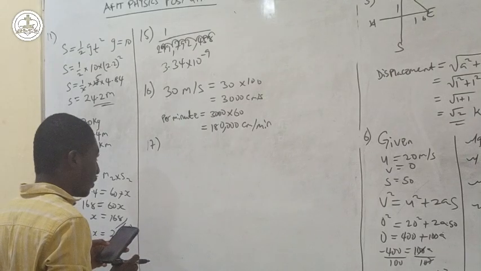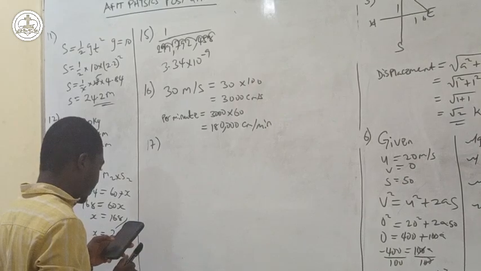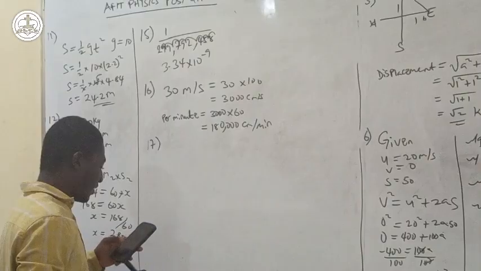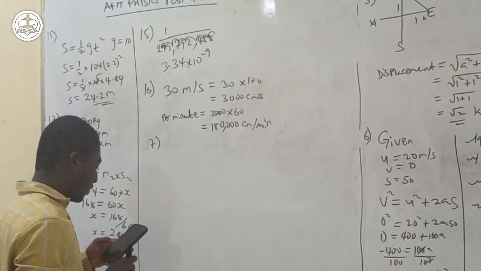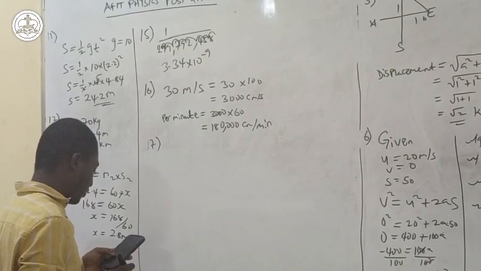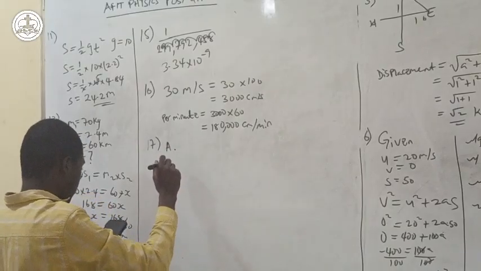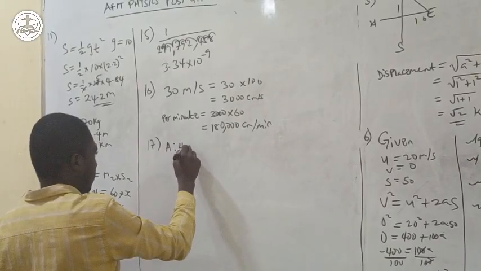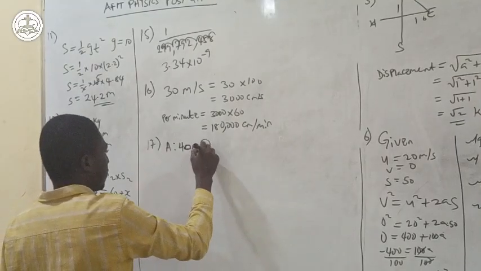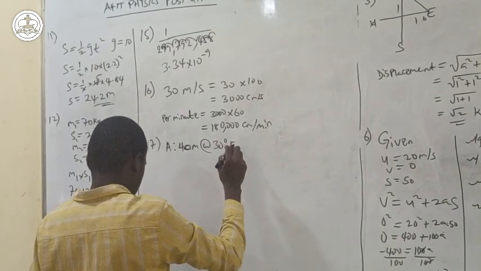Question 17 says during a football match, player A kicks the ball 40 meters 30 degrees east of south to player B, who instantly kicks it 30 meters 60 degrees east of north. What is the magnitude of the resultant of the ball? Now they said player A is 40 meters at 30 degrees east of south.